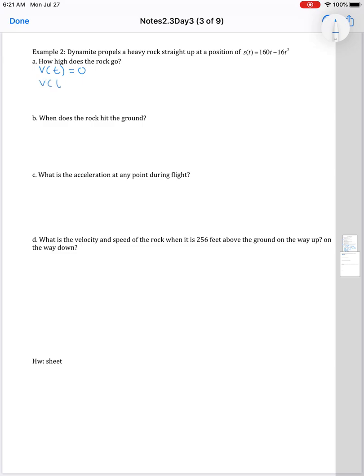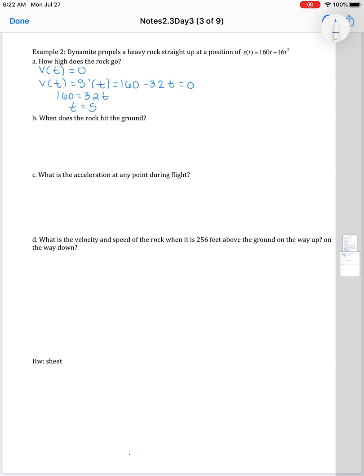That's the only time that the direction of motion is going to change for that. All right, let's try another one here. It says dynamite propels a heavy rock straight up at a position of s of t equals 160t minus 16t squared. How high does the rock go?